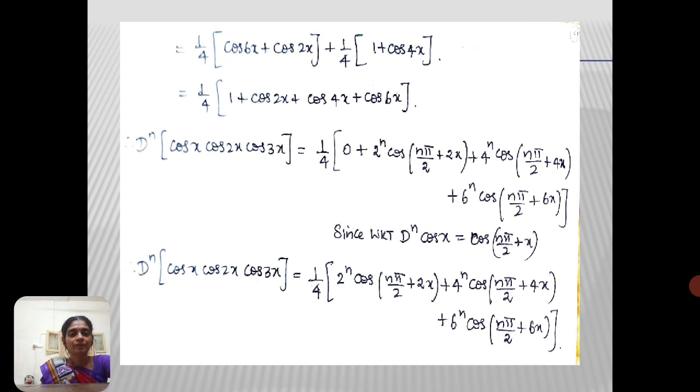So d power n of cos x, cos 2x, cos 3x equal to 1 by 4 into d power n of 1 plus d power n of cos 2x plus d power n of cos 4x plus d power n of cos 6x. We know that the nth derivative of a constant is 0. So 1 by 4 into 0 plus 2 power n cos n pi by 2 plus 2x plus 4 power n cos n pi by 2 plus 4x plus 6 power n cos n pi by 2 plus 6x. Since we know that d power n of cos x is cos n pi by 2 plus x.